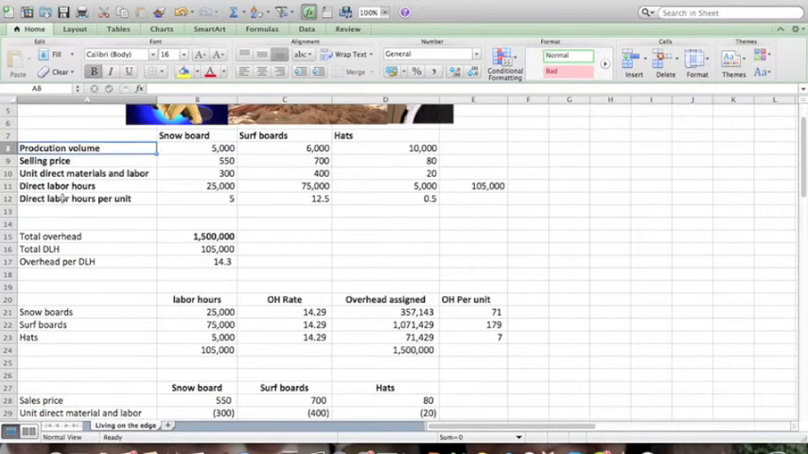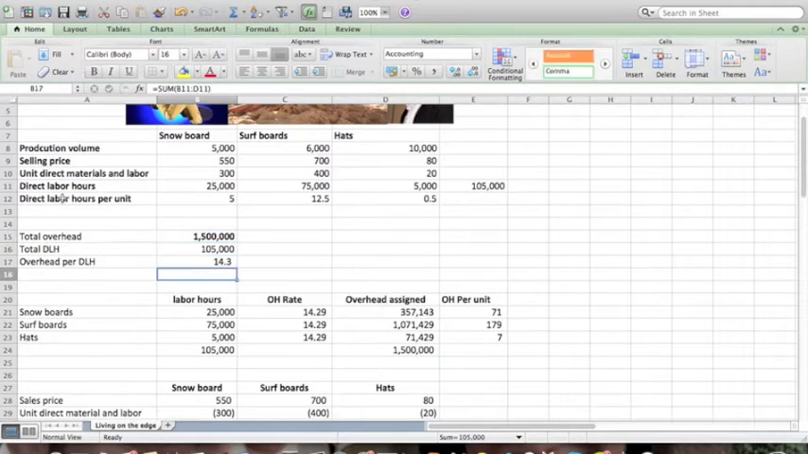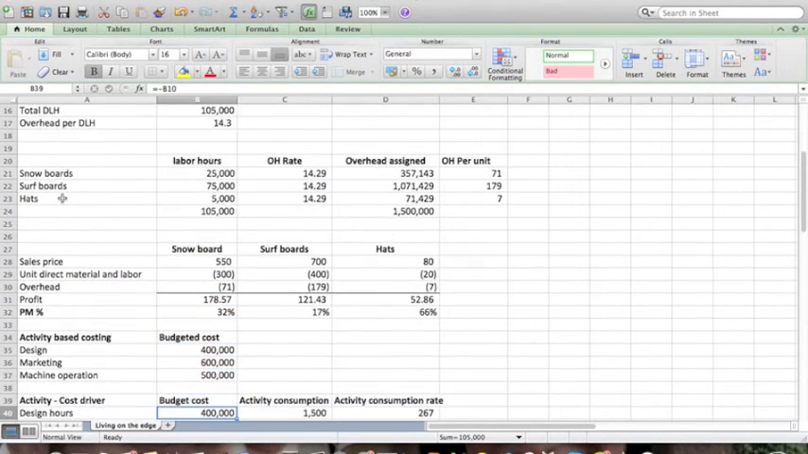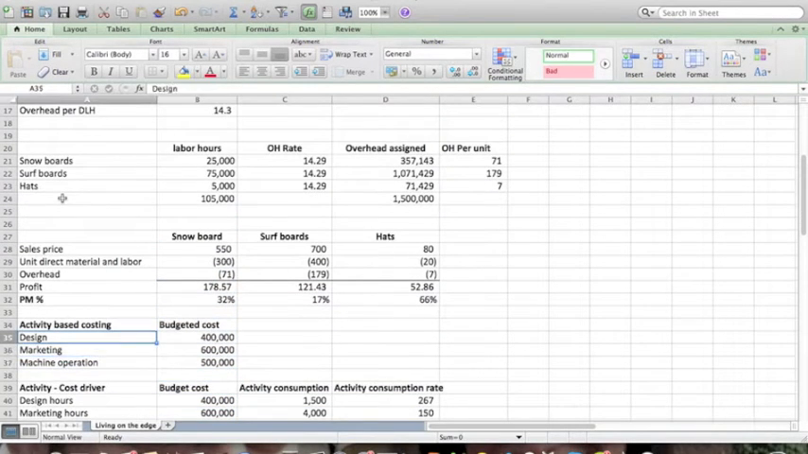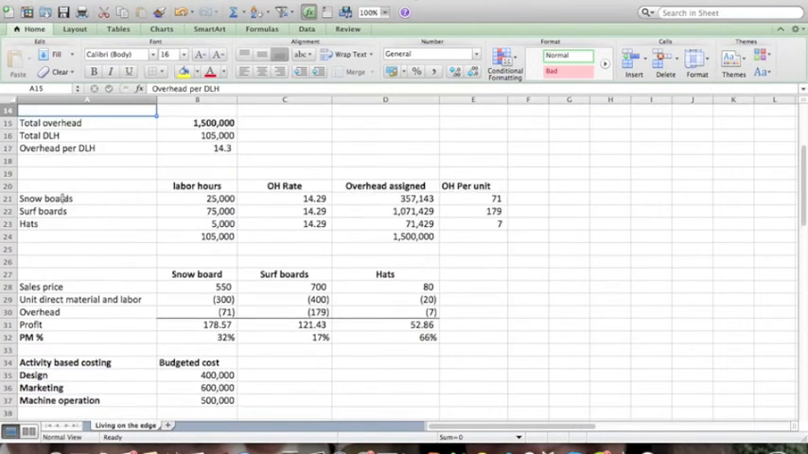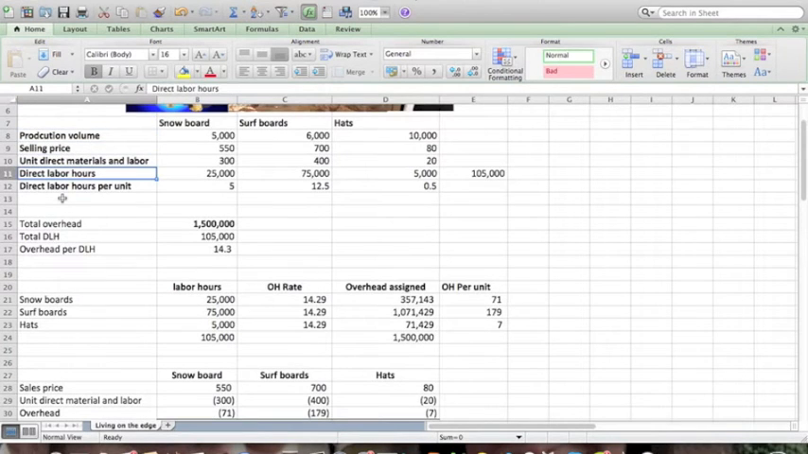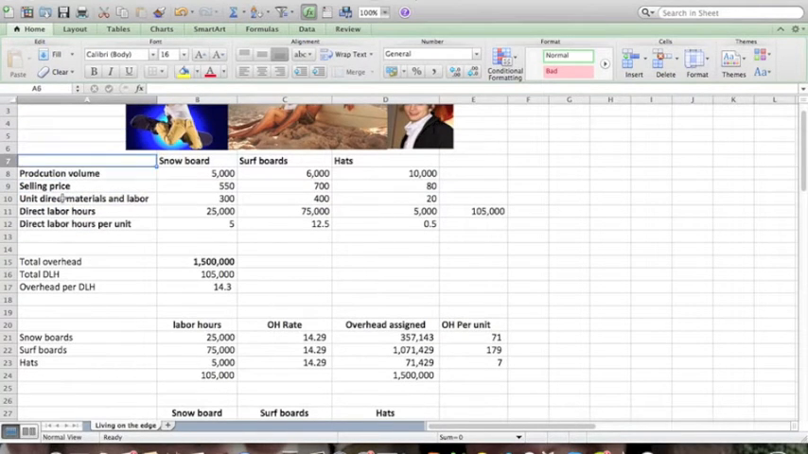Now, first I want to calculate the overhead. Now, what is overhead? Overhead, in this case, is the combination of my three activities: design, marketing, and machine operation. Now that's different than materials and labor, right? Because this is direct labor and actually putting the pieces together, and materials is just manufacturing materials. So overhead is marketing, design, engineering, things like that.